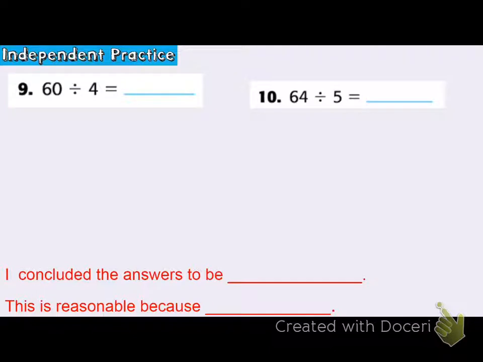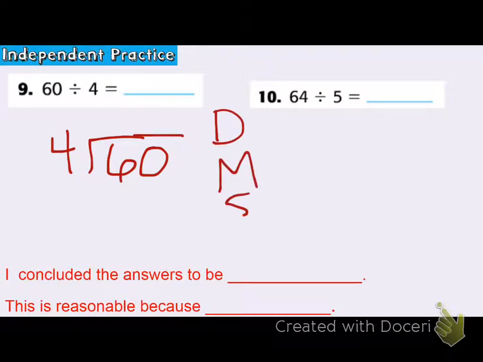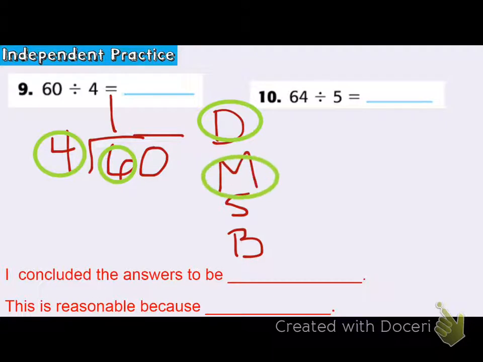I'm still in independent practice, moving on to problem number 9. I need to figure out how many times 4 will divide into 60, or how much will be in each of those groups. I'm going to put my steps to help me. Divide, multiply, subtract, bring down. And I'm going to go ahead and start with divide. And I need to figure out how many times 4 divides into 6 without going over. Well, it's 1. 4 times 1, if I multiply, is 4. So I can subtract the 4.